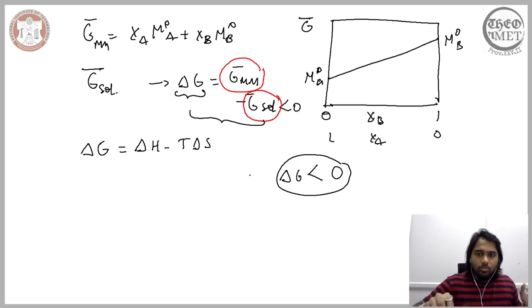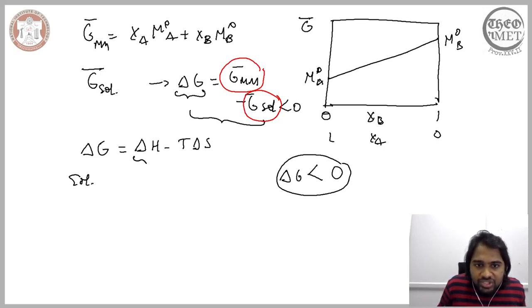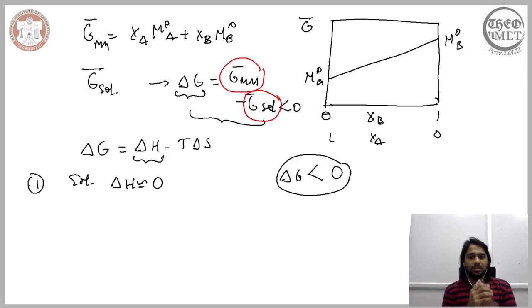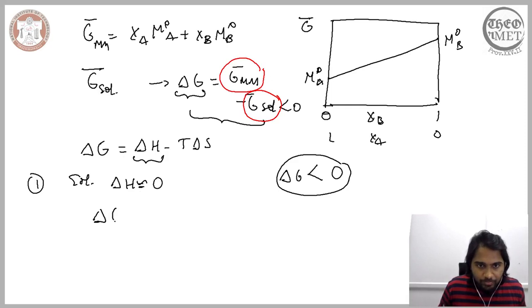Now, when we consider this expression, it is possible for us to have a solution wherein the corresponding change in the enthalpy is equal to 0 or close to 0. So, in the first instance, assume we have a solution that is forming, and during the formation of the solution, the enthalpy change that occurs is negligible. Therefore, the change in the Gibbs free energy is completely dependent on the change in the entropy alone.